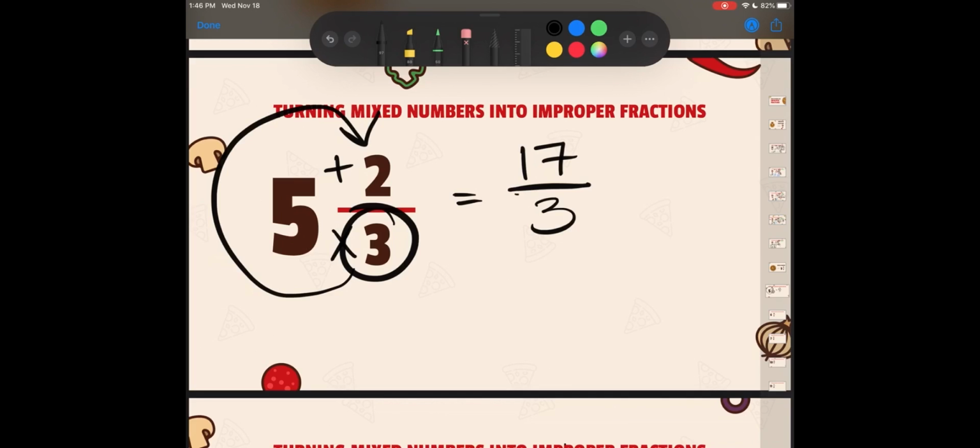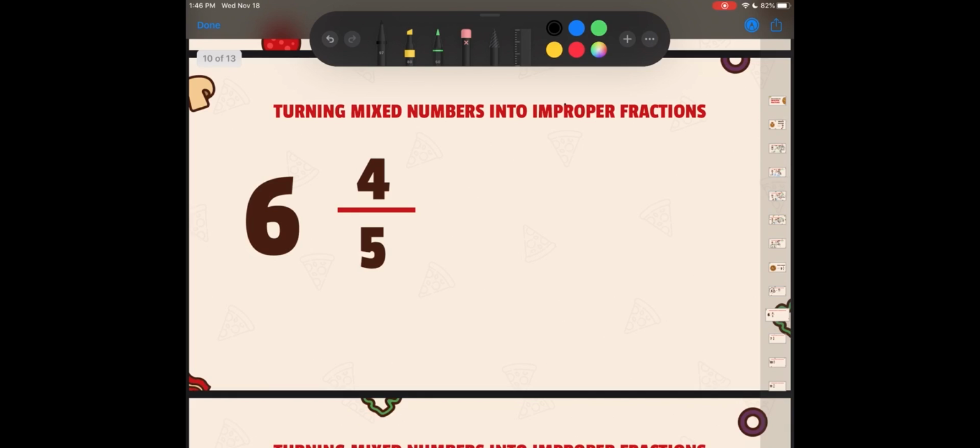It ends up being faster, especially because sometimes our whole numbers are big. Sometimes our fractions are big, right? So this makes it quick and easy. Let's try another one.